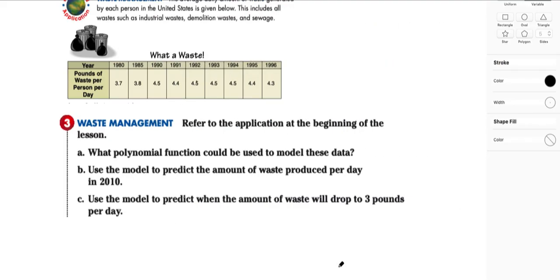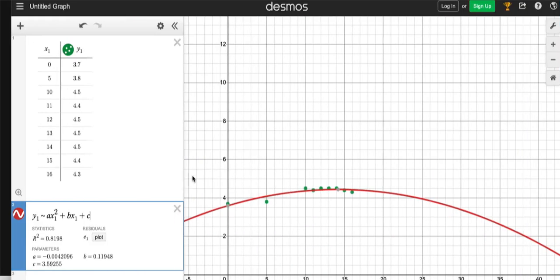Let me grab our screen again. And it says, use the model to predict the amount of waste produced per day in 2010. So we could probably even check this information, see if it was accurate based on what we have, because it's long past 2010. But let's go back and think about how we can do that. Remember that 0 is representing 1980. How many years transpired if I wanted to get to 2010? If I want to get to 2010, that will be about 30 years.